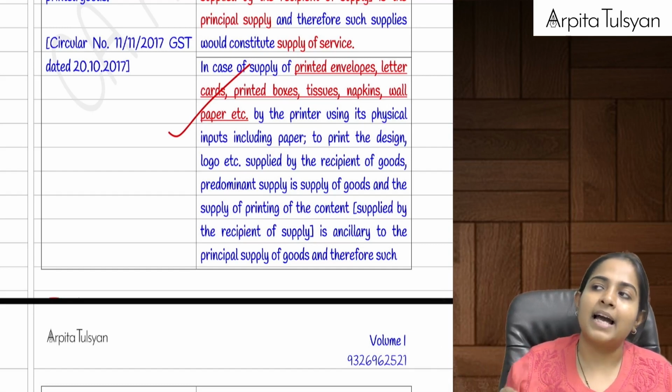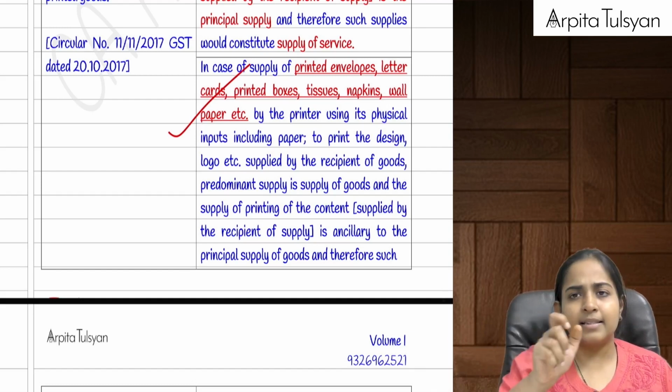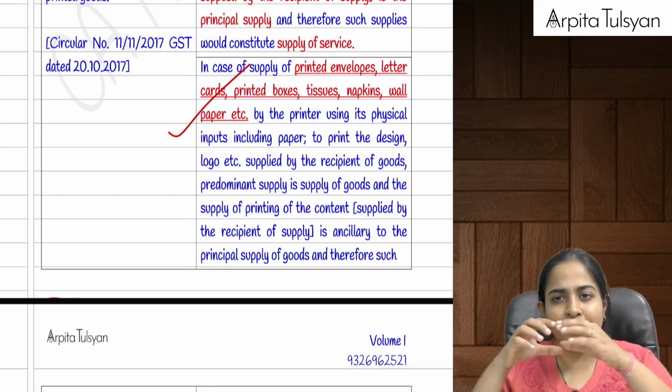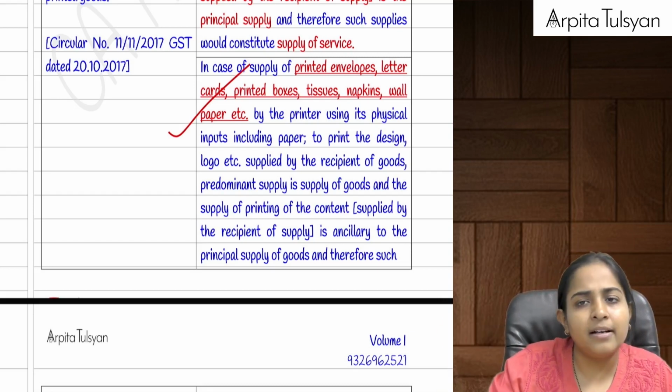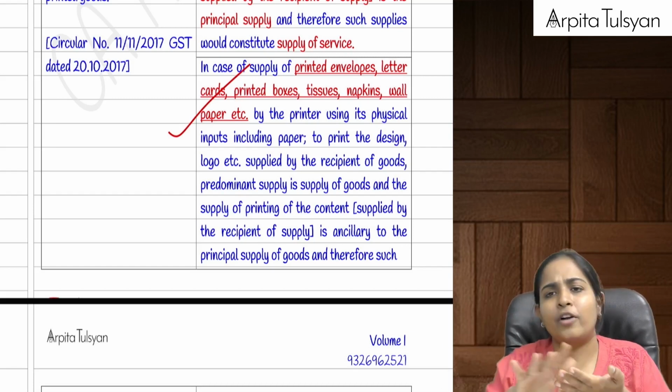I tell him that I want content here. I tell him that okay, this is my logo. I want it to be printed on all the tissue papers, on all the envelopes, etc. And you just give it to me. Okay, so he says that okay, I will do the printing and I will give it to you. Now then he delivers the entire tissue box to me on which my logo is printed.